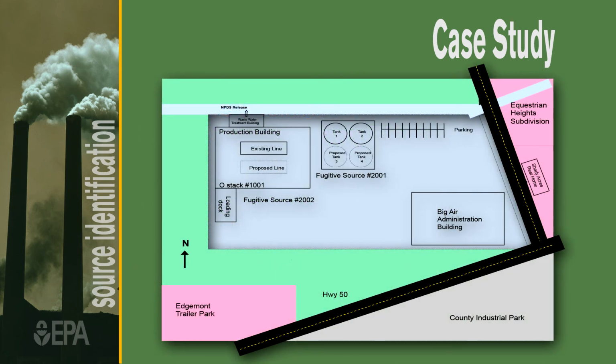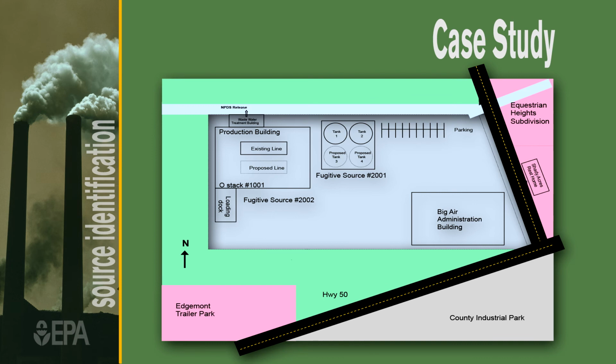If we look at a plant diagram, you can see that there are two residential areas close to the facility. There's the Equestrian Heights subdivision, and within this subdivision there is a rest home that is closest to the facility, and there is a trailer park. From looking at this, it would appear that the trailer park is actually closer to our emission release points than the Equestrian Heights subdivision.